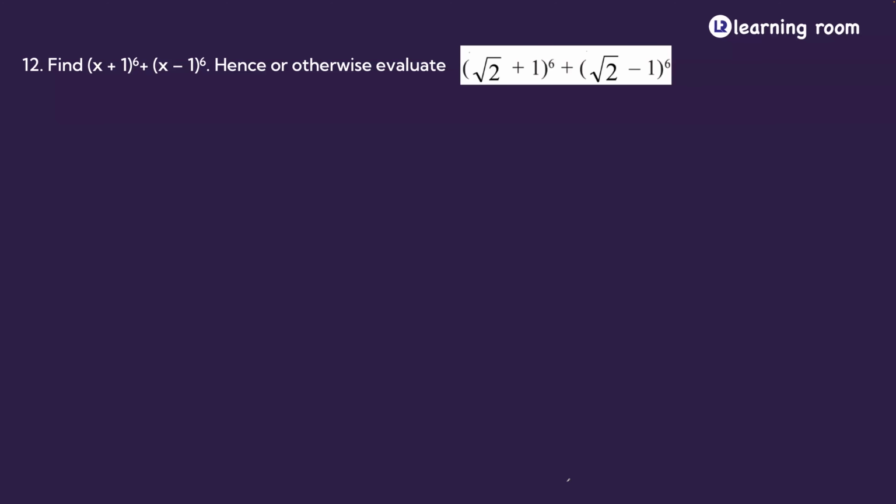X power 5. Concentrate, concentrate and write. One 198 answer check. Okay.